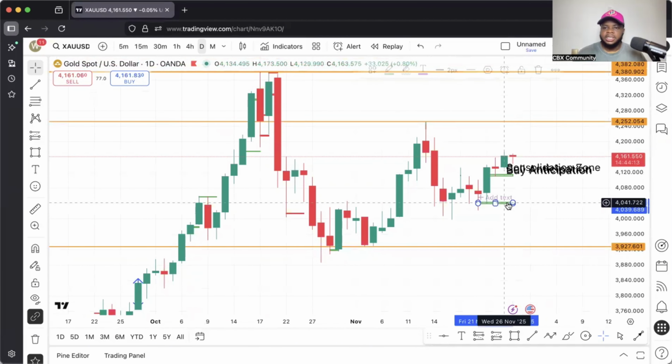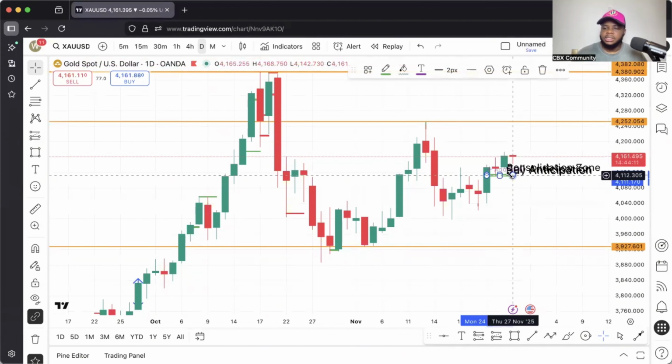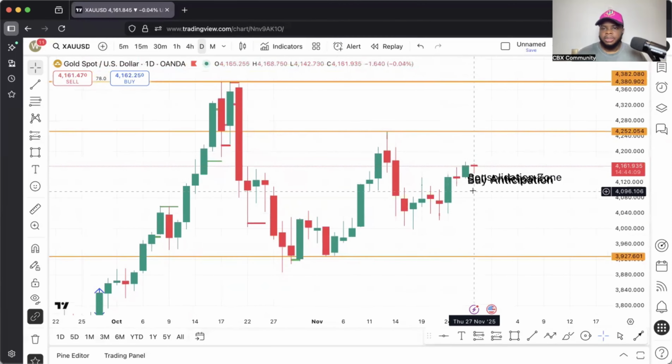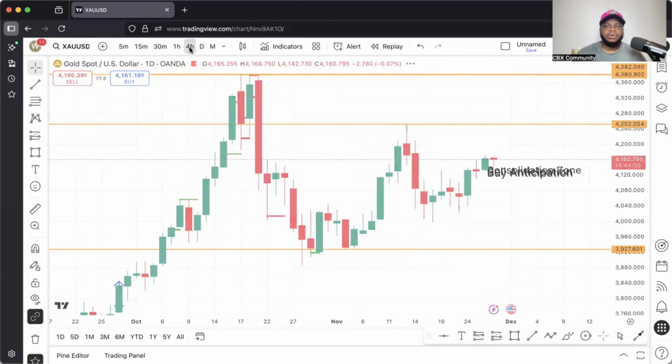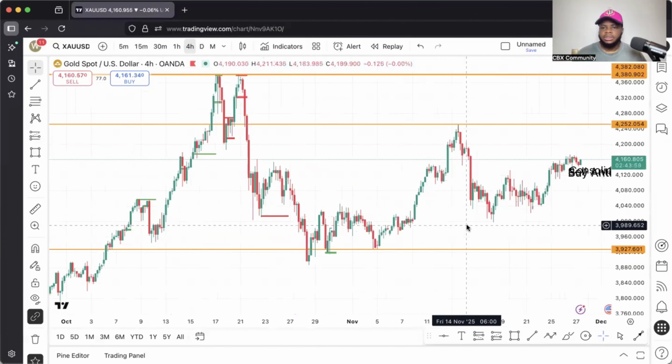So let's delete this line. Let's delete this. I'm going to need this consolidation zone and sell and buy anticipation. So let's go to the H4. Let's zoom the chart.